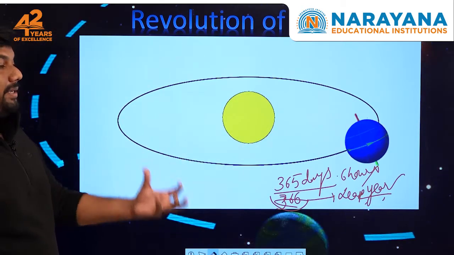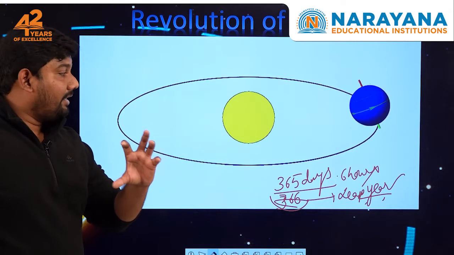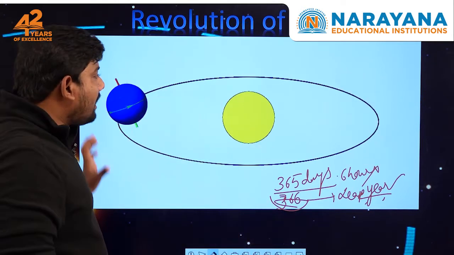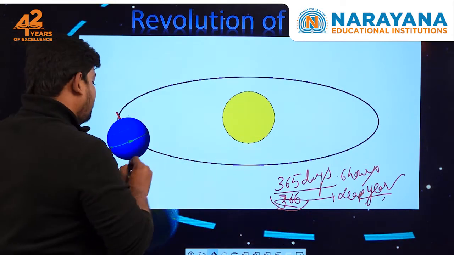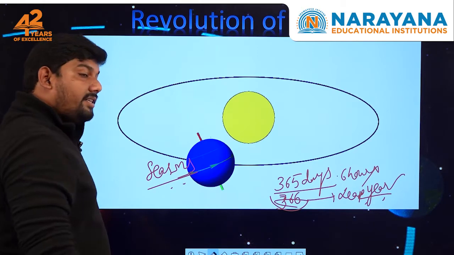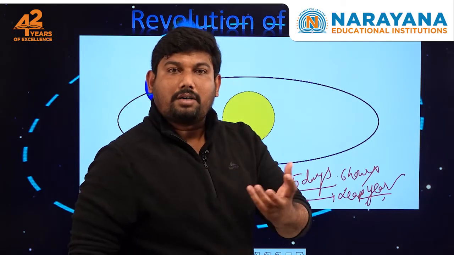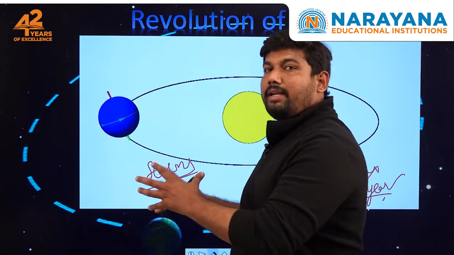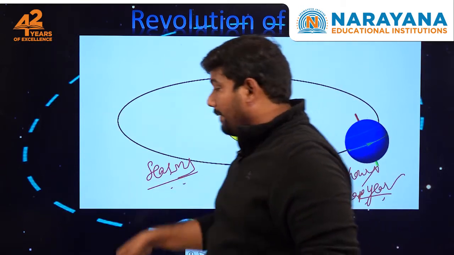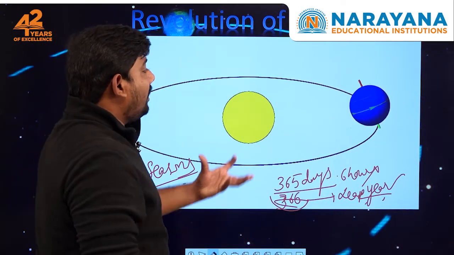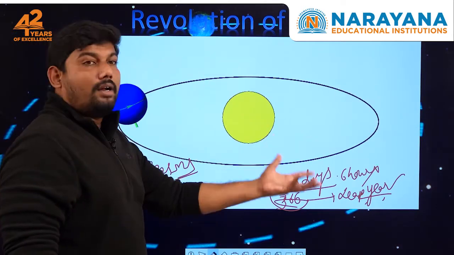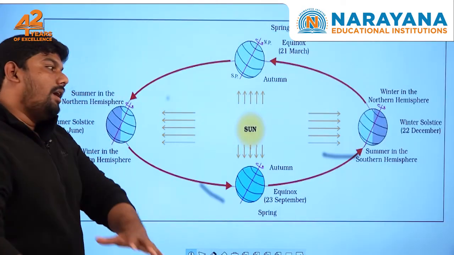This is the time which happens. Now, what are the effects of this revolution? It's very simple: because of these revolutions, we have seasons. The seasons, which are summer, spring, autumn and winter, all occur on the earth because of this revolution of the earth around the sun. Now let us see in detail at what time which hemisphere faces summer, winter, autumn, spring, etc. Here, I have given you a picture.